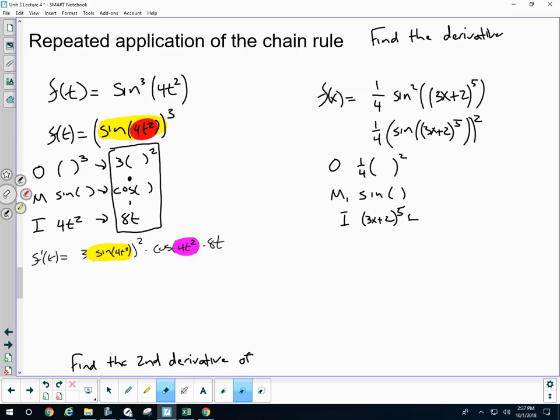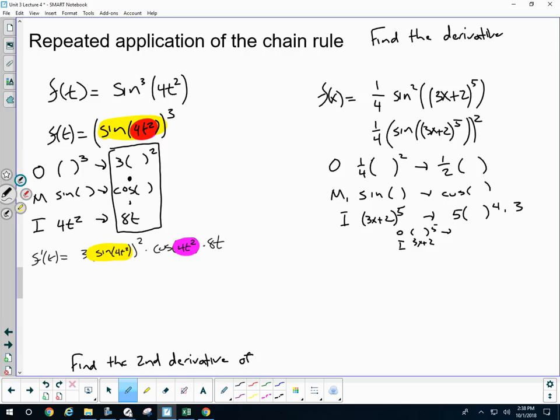Okay, so let's just pretend I did it like this, because I'm sure we wrote it down like that. 1/4 times the 2 is 1/2. Now you'd have a 1/4, and then the 2 would be coming in there. Then cosine. Then I have to understand this has an outside and an inside. The outside is the stuff to the 5th. The inside is the 3x plus 2. That means I need a 5 stuff to the 4th times 3.